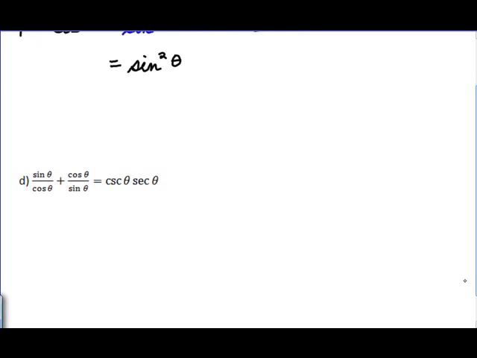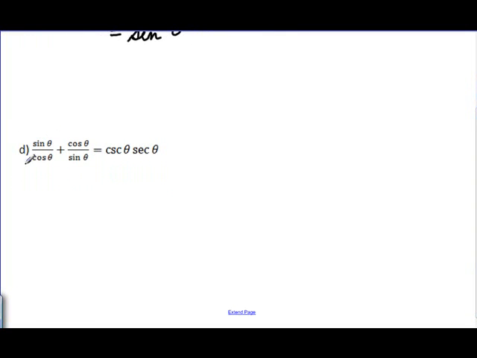Now the last one of these that I want to work is sine theta over cosine theta plus cosine theta over sine theta, and we need to show that's equal to cosecant theta times secant of theta. So if we start with the left and we try to combine those fractions together, well, to add fractions, remember, what do you have to have? Right, a common denominator. So since there's nothing in common, our denominator's product will be the common denominator.